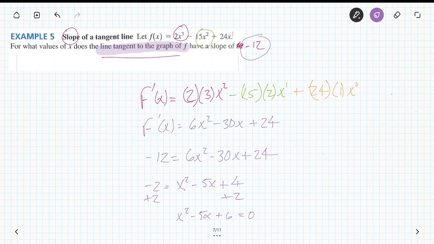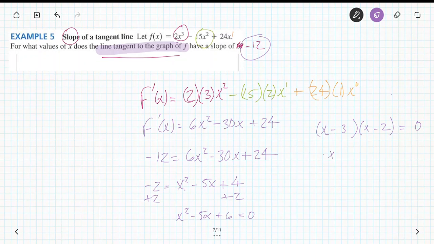We can definitely factor. So the factors of this would be x minus 3 and x minus 2, and those would be the two factors of my function, which would satisfy the equation.